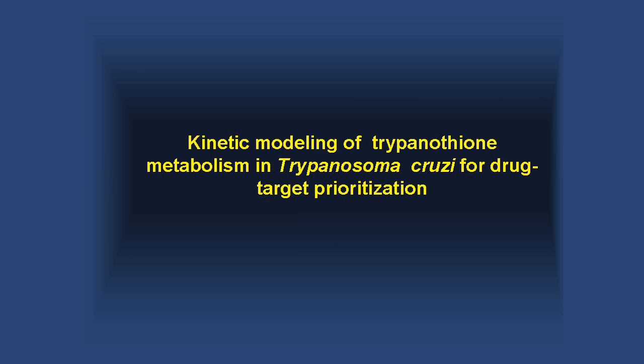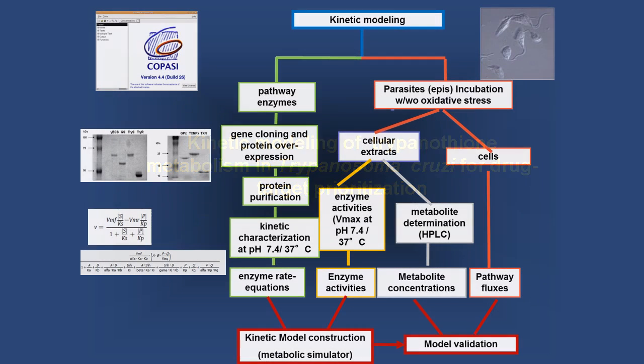So that's why we embarked on modeling relevant metabolic pathways in this parasite for drug target prioritization. And of course, we needed these models in COPASI. In order to have control of everything, we need to clone the genes, overexpress the proteins, purify the recombinant proteins, all of them, and perform the kinetic characterization under conditions close to the physiological pH and temperature of growth of the parasites. And we also determine the actual enzyme activity in the cells, determined under the same experimental conditions.